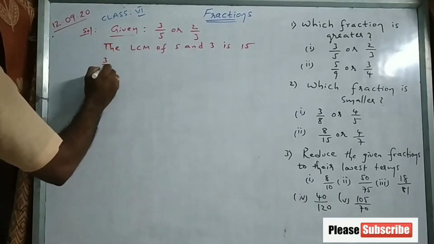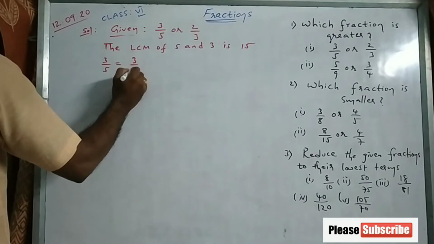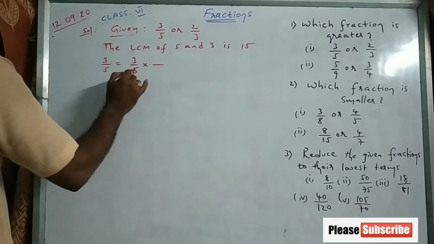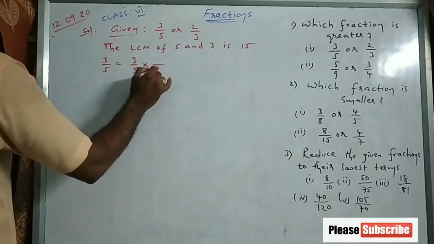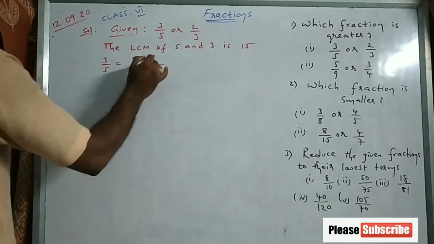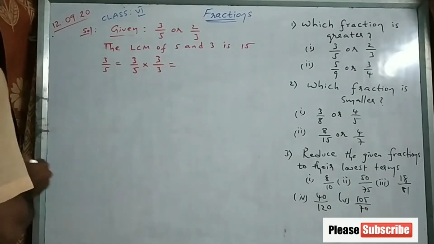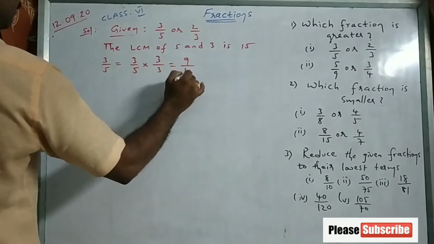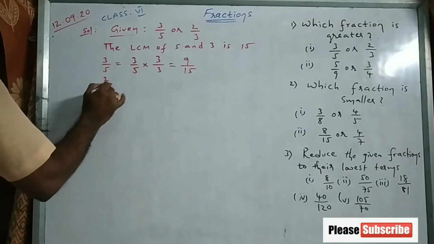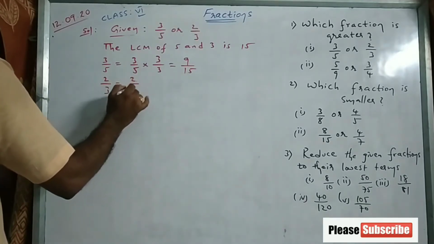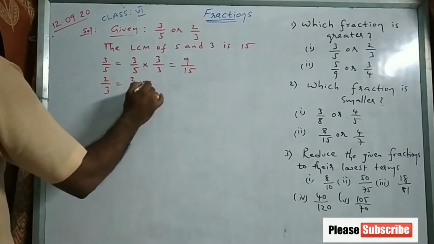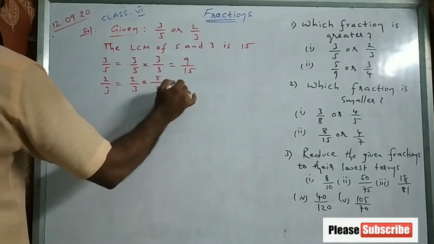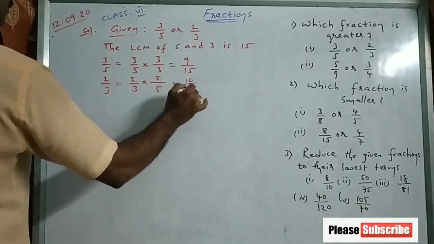So you take 3 by 5 now. 3 by 5 into, to change into 15 here, by what number should you multiply? 5 3s are 15, right? So numerator also should be multiplied by 3. 3 3s are 9 upon 5 3s are 15. Similarly take 2 by 3. By what number should you multiply to make 15? 3 5s. So 5 2s are 10 upon 15.